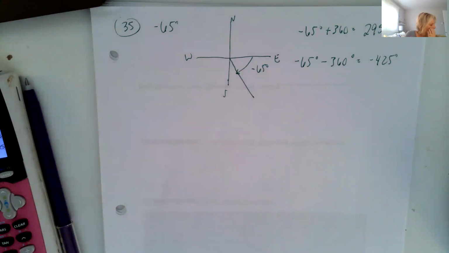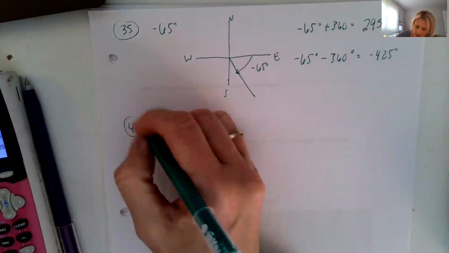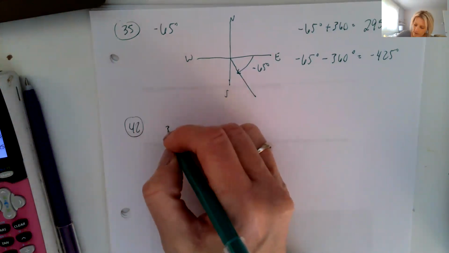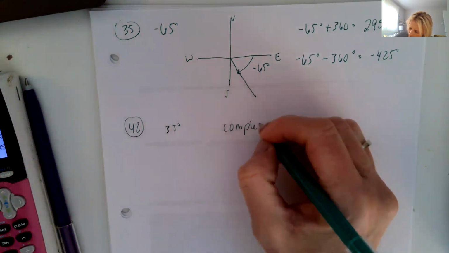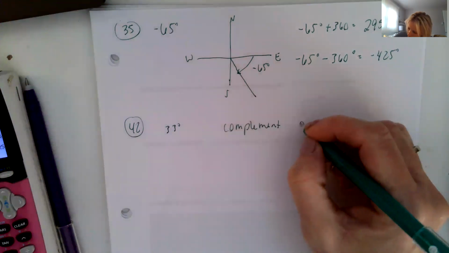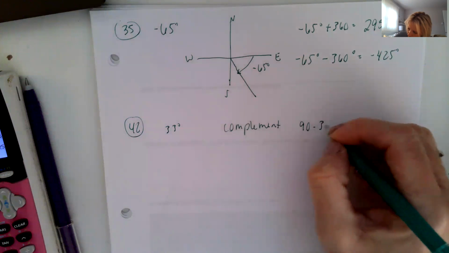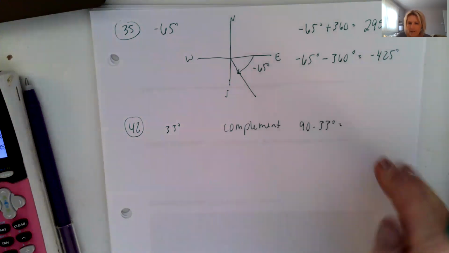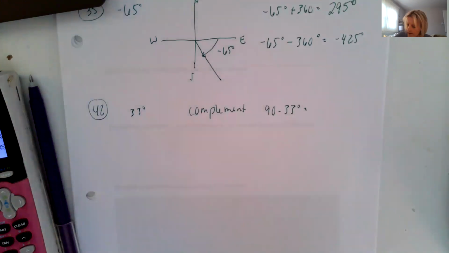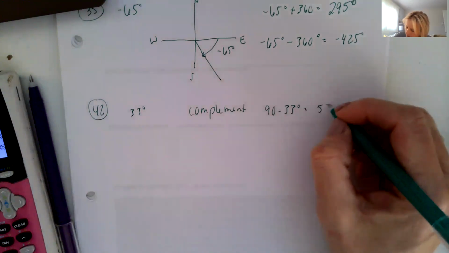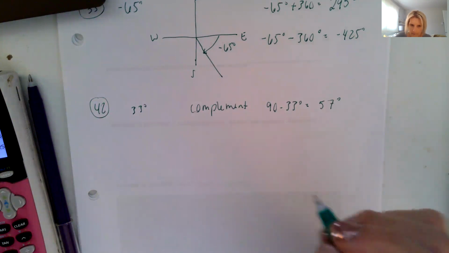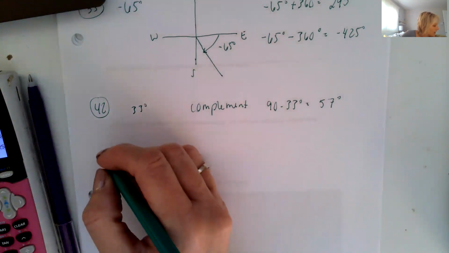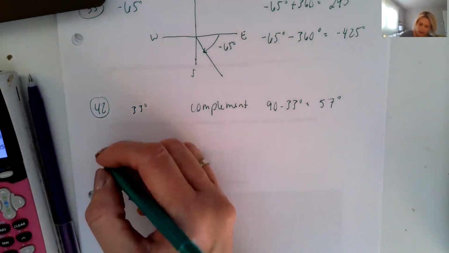Okay, let's talk about number 42: the angle 33 degrees, and its complement angle. That means what is the angle that, when added to it, gets me to 90. That's a complement. And so that would be the angle of 57. They're complements of each other. They add to 90.